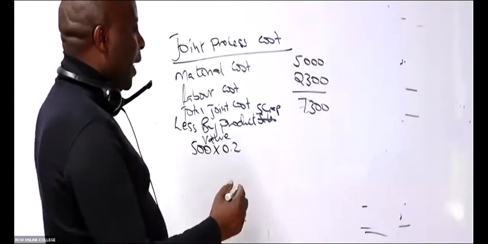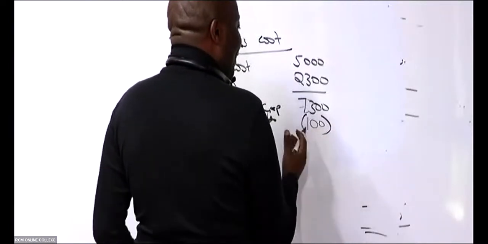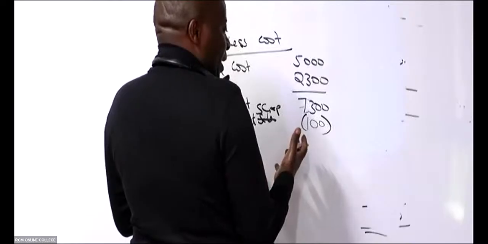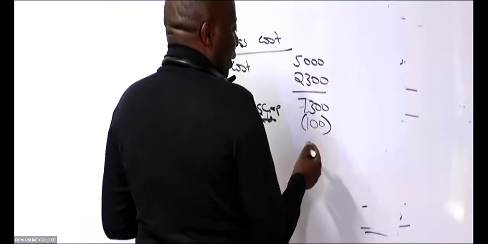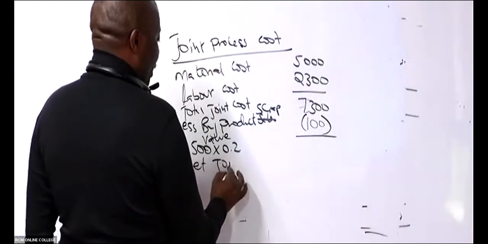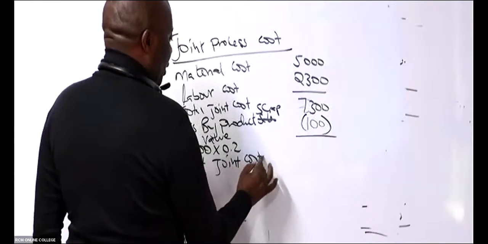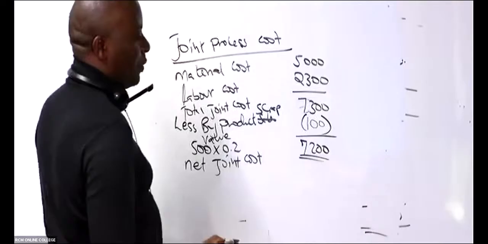So then this gives me 100. So remember, the byproduct relieves you. It reduces your total cost. So in this case, you come and give us the net joint costs for apportionment: 7,200.